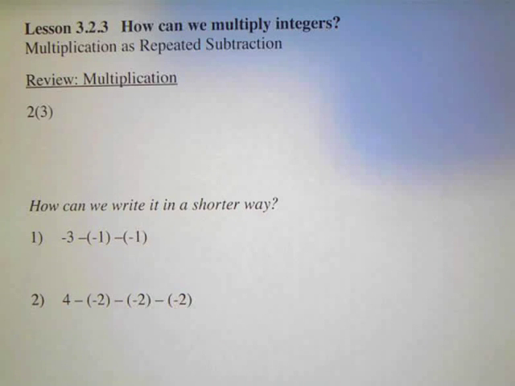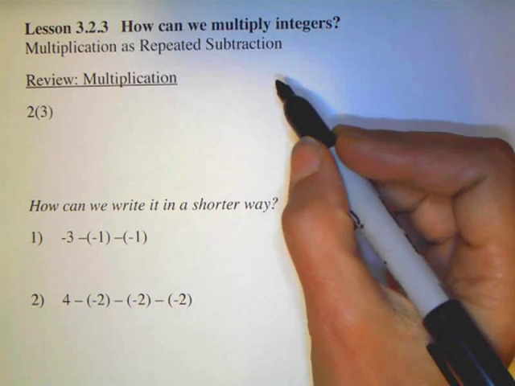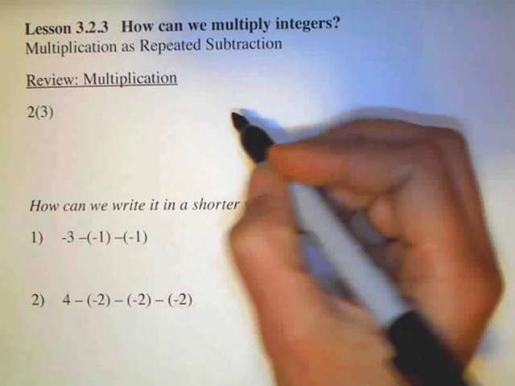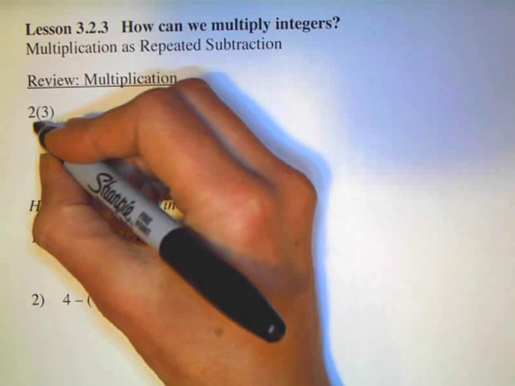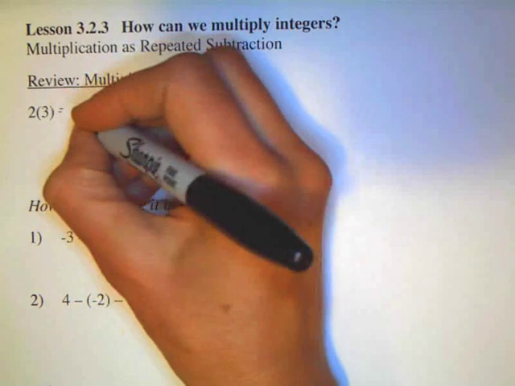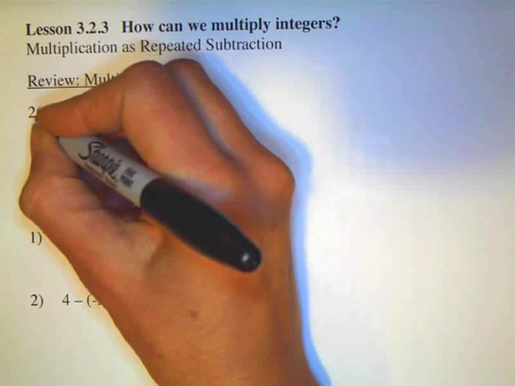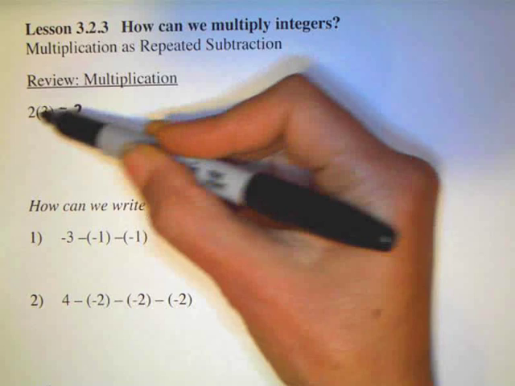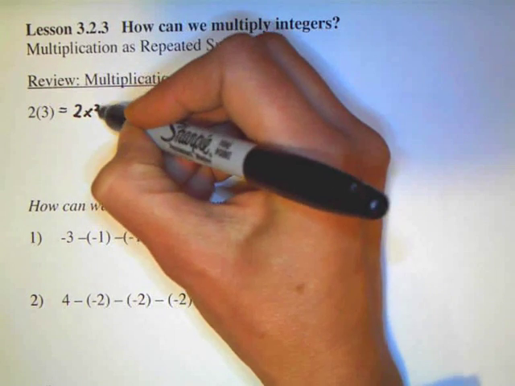So here's an overview of lesson 3.2.2, which is about multiplication as repeated subtraction. Let's refresh our memories about what multiplication means. So 2 times 3, and once again, we know at this age level that when you don't see an operation like add, subtract, multiply, divide between the number and the parenthesis, that means 2 times 3.